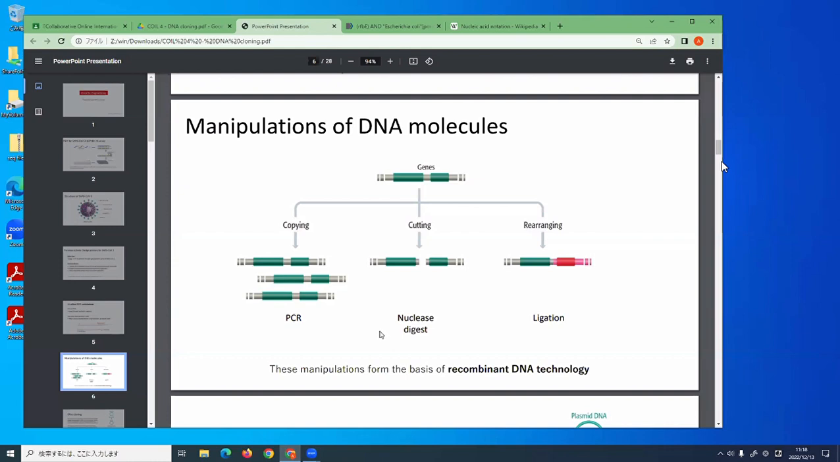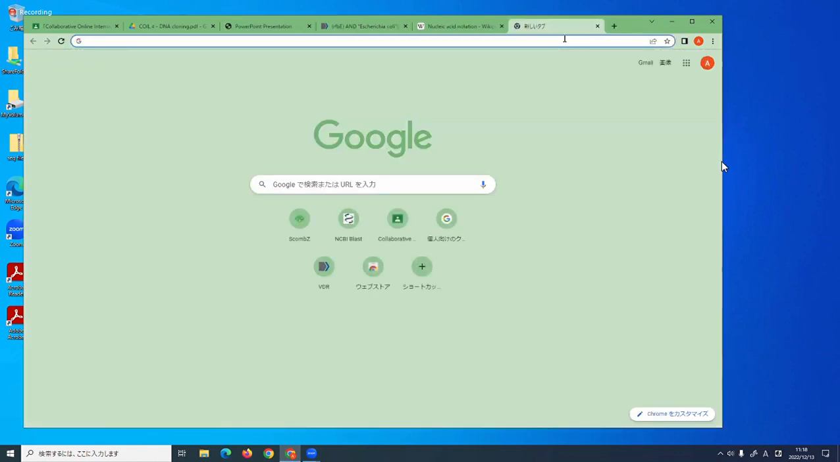So for PCR, you use the PCR enzyme Taq polymerase; then nucleases, the restriction enzymes; and ligation. These are the three basic enzymes, the three basic tools that we use in the lab to manipulate DNA. You can get these enzymes very easily.